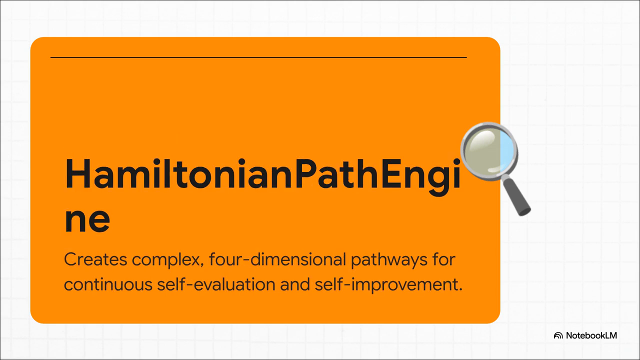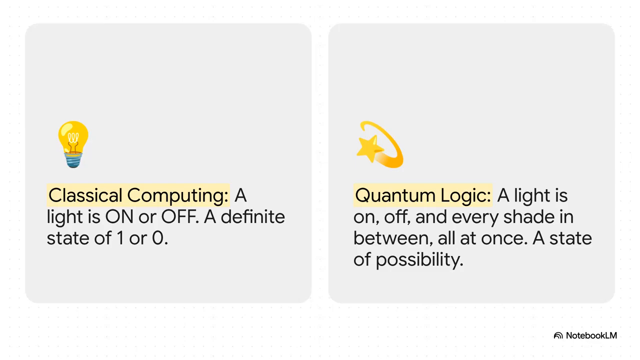And number 3, the Hamiltonian path engine. Now, that name comes from a classic math problem about finding the most efficient route through a complex network. So if the first engine is the library and the second is the imagination, you can think of this one as the AI's ruthless personal trainer. It is constantly mapping its own thought processes to find the absolute most efficient pathways, all for the purpose of relentless self-critique and improvement.